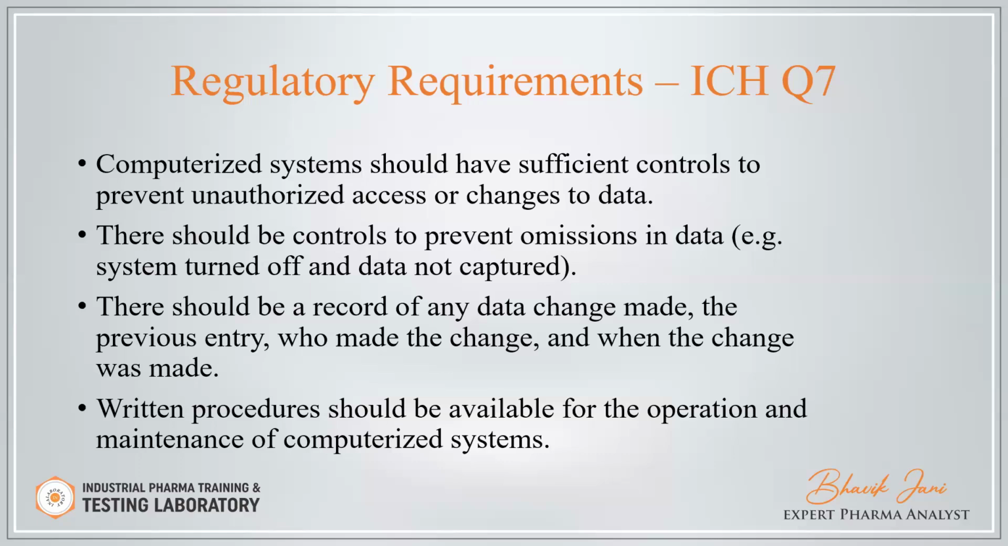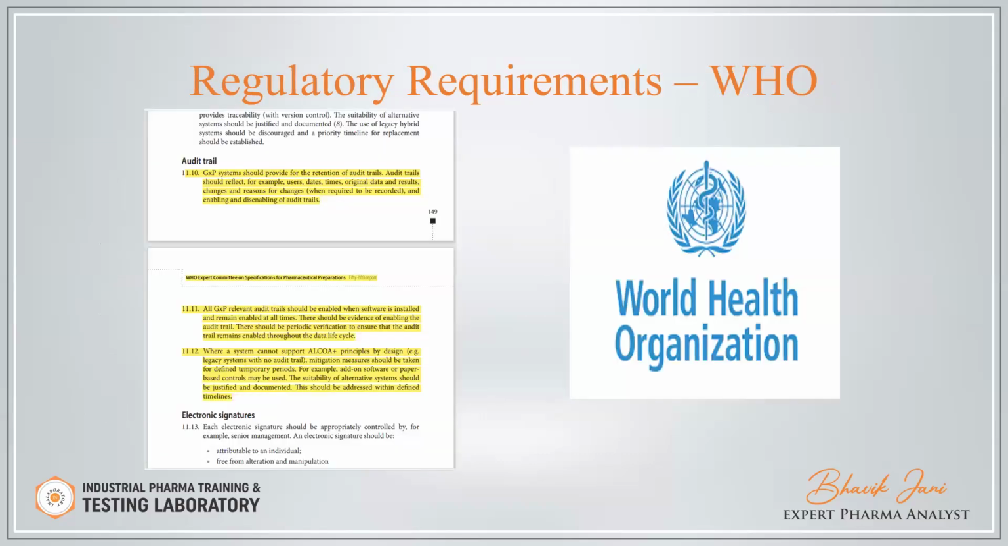There should be a record of any data change made, the previous entry, who made the change, and when the change was made. As we discussed in the previous slide, all the entries of who, when, where should be available in an audit trail. Written procedures should be available for the operation and maintenance of the computerized system. An SOP, standard operating procedure, should be available for the computerized system.